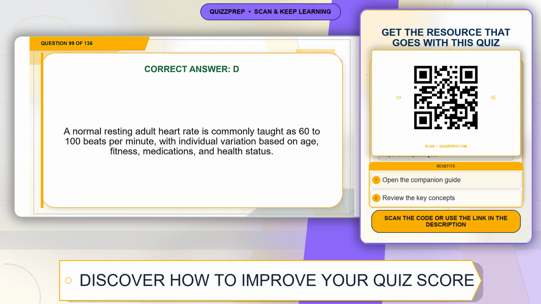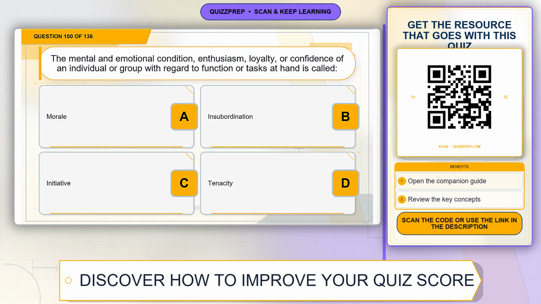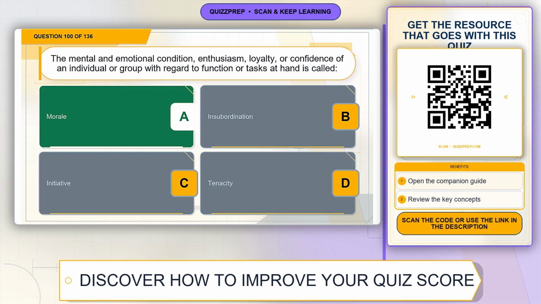Explanation. A normal resting adult heart rate is commonly taught as 60 to 100 beats per minute, with individual variation based on age, fitness, medications, and health status. Question 100. The mental and emotional condition, enthusiasm, loyalty, or confidence of an individual or group with regard to function or tasks at hand is called: Option A, morale. Option B, insubordination. Option C, initiative. Option D, tenacity. The correct answer is option A, morale.